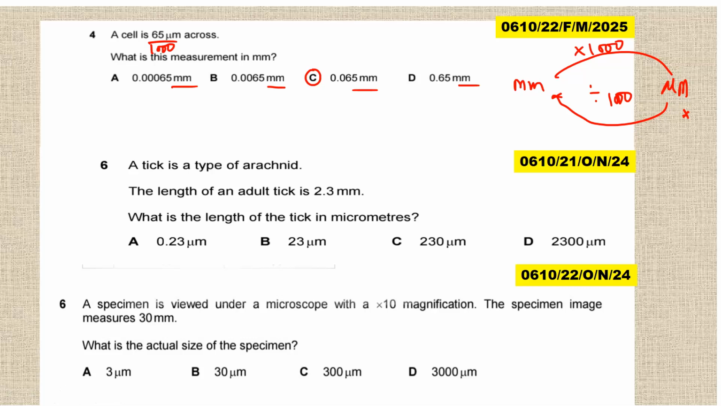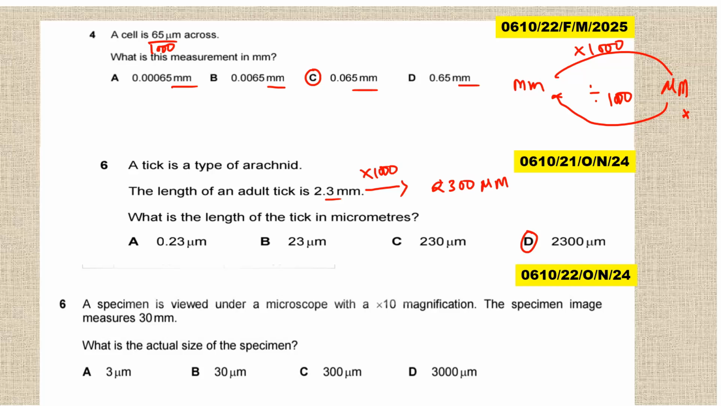All right, let us look at question 6. A tick is a type of arachnid. The length of an adult tick is 2.3 millimeter. What is the length of the tick in micrometer? So we are moving from millimeter to micrometer. We simply multiply by 1000. So 2.3 multiplied by 1000 is just 2300 micrometer. So the answer therefore is D.